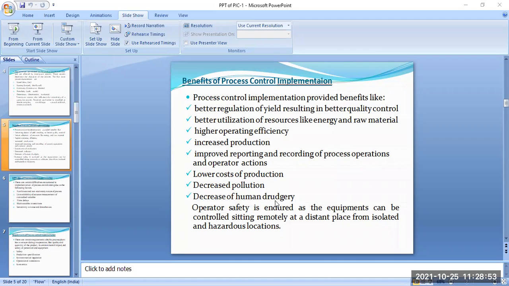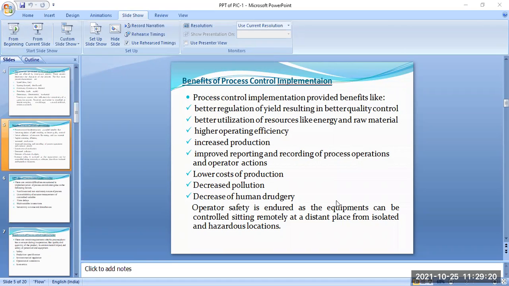Next, decrease of human drudgery and disease. So this is another one, the characteristics of human behavior or human culture. So basically one industry is growing up, and another one is also growing up, but in the corresponding view of the culture, this is the decrease of human drudgery and disease.